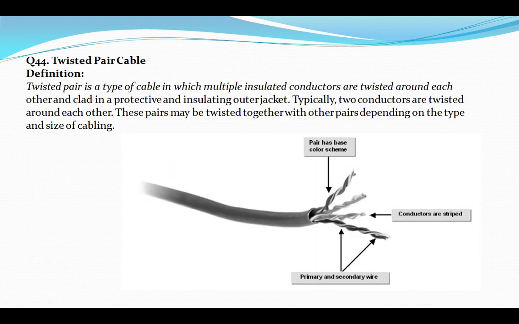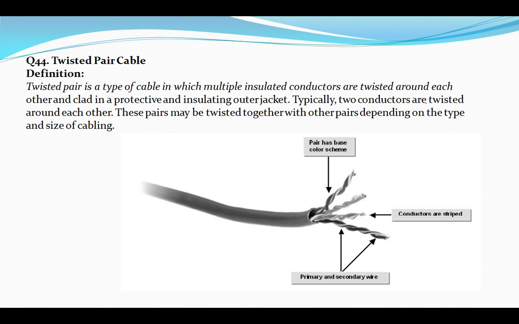Now we will see what is twisted pair cable, TPC. So guys, twisted pair cable is a type of cable in which multiple insulated conductors are twisted around each other and clad in a protective and insulating outer jacket. So the thing is very simple here. It's a collection of wires, and all wires are twisted around each other.